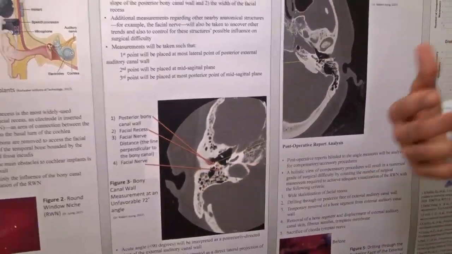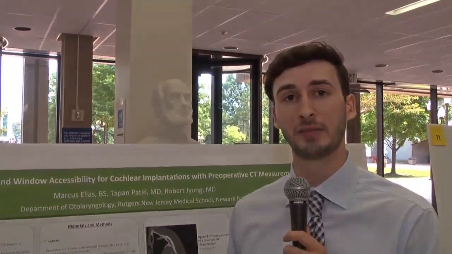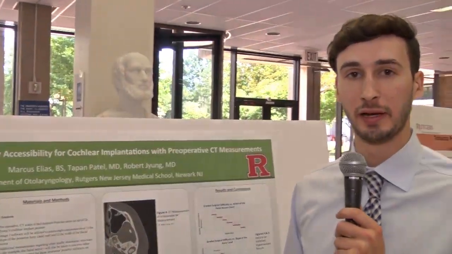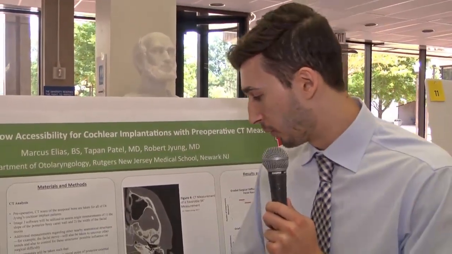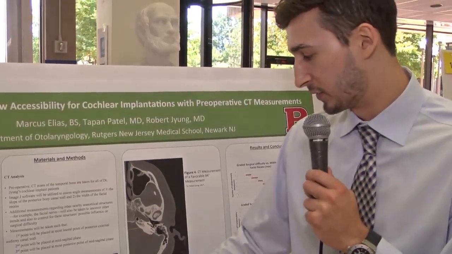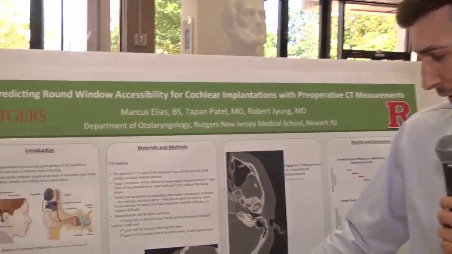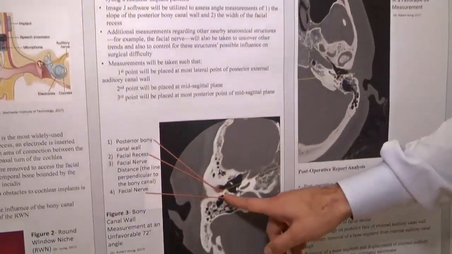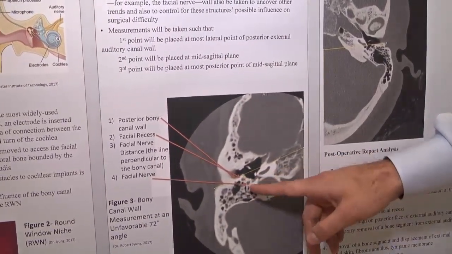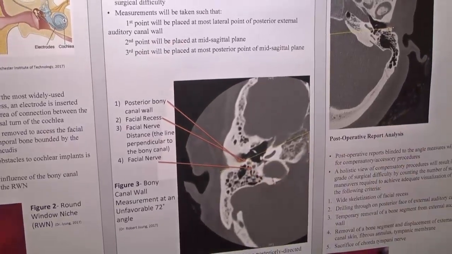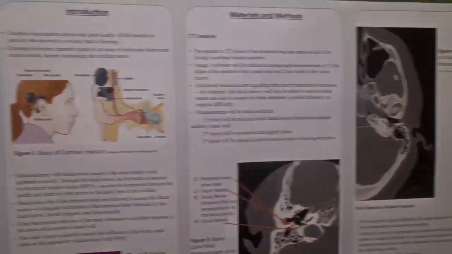I might add that this whole idea for the study started when Dr. Jung was just making comments to his residents, like, oh, this is a difficult case because I think the slope of the canal of this patient is going to make for a difficult insertion. A few of the features of the preoperative CT image: we have the facial nerve right here inferiorly, and we have the facial recess right here. Another measurement we're interested in is the width of the facial recess. We hypothesized that a wider facial recess would make for an easier electrode insertion.